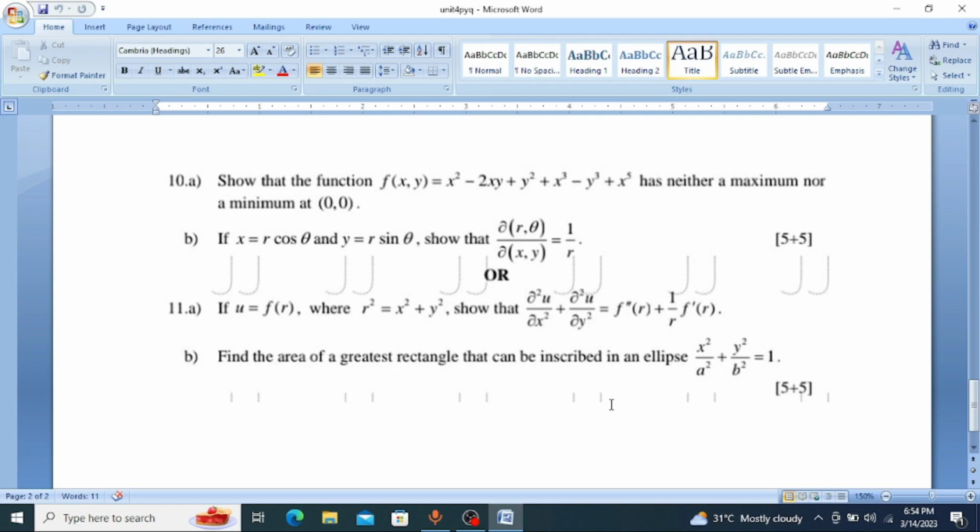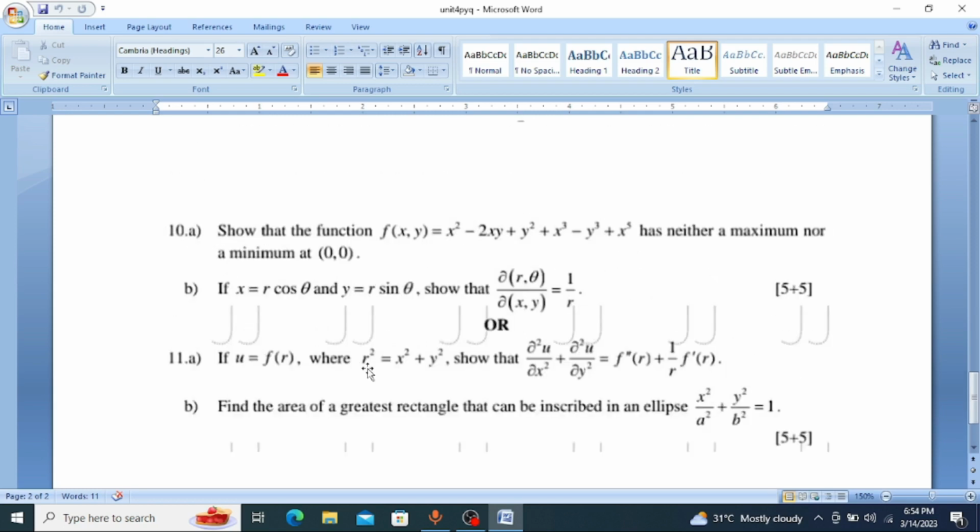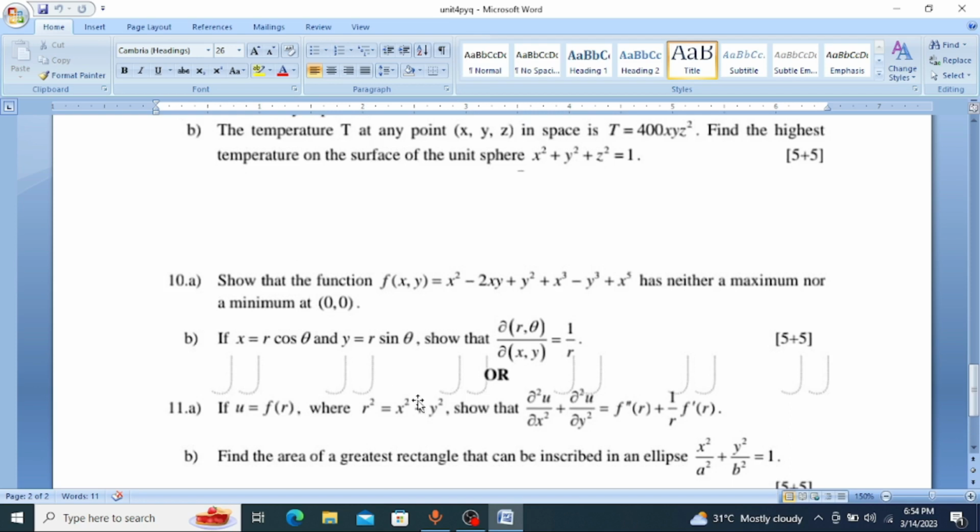So by Lagrange's method, capital F is equal to small f plus lambda into φ, you will get the final area of the greatest rectangle. Solve those equations, and finally you will get the values, and substitute in the function, you will get the area of the rectangle. So the formula you have to use is capital F is equal to small f plus lambda into φ. So these are the previous year questions of the Unit 4 chapter.